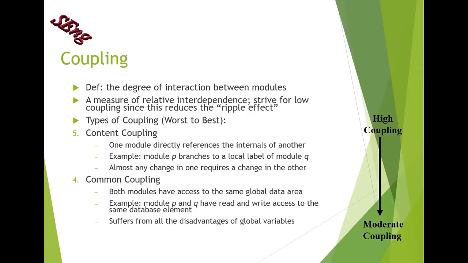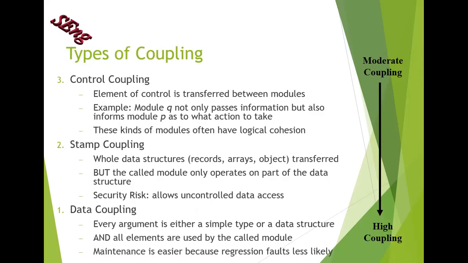Content coupling: one module directly references the internals of another. For example, module P branches to a local label of module Q. Almost any change in one requires a change in the other. Common coupling: both modules have access to the same global data area. For example, modules P and Q have read and write access to the same database element. Suffers from all the disadvantages of global variables.